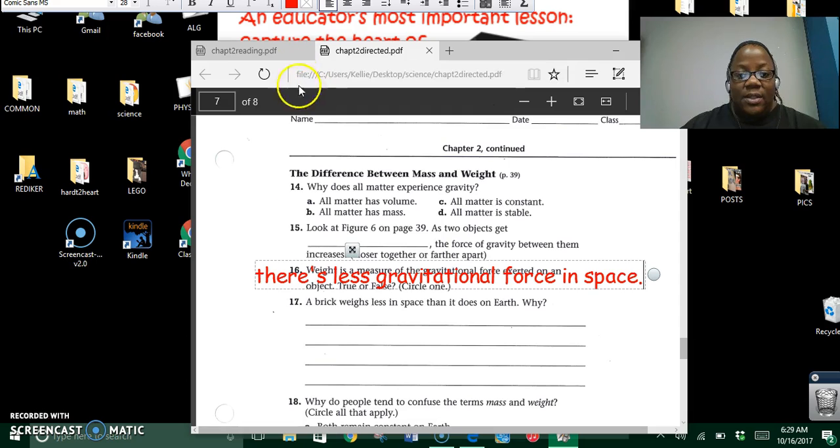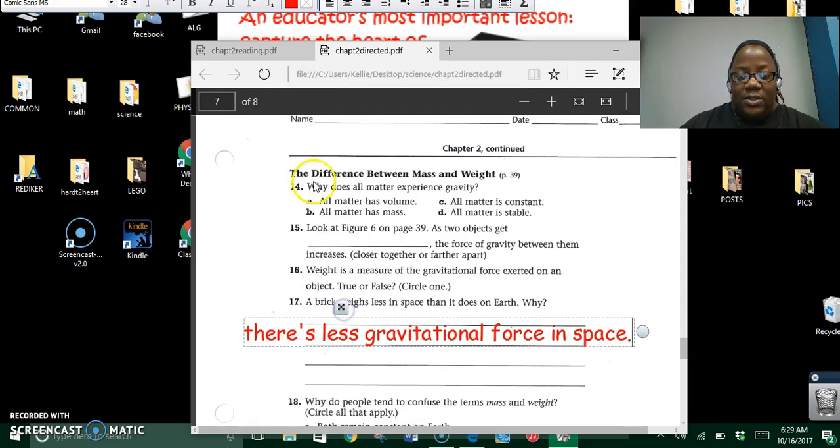And we'll leave that one like this. If you answer this, you'll also realize that the answer could go a little bit longer. There's less gravitational force in space compared to being on Earth. So from Earth to space, less gravitational force. That's why we would float if you were in space. The farther apart you are from the Earth, the less gravitational force you have. Therefore, you would float.